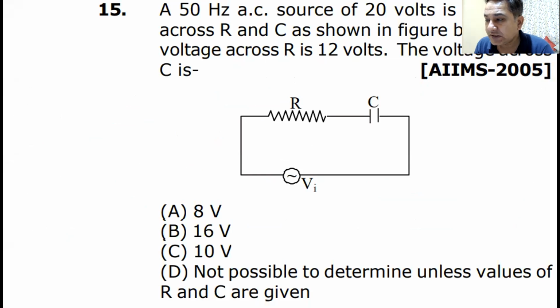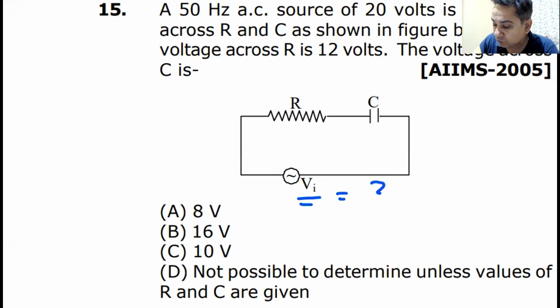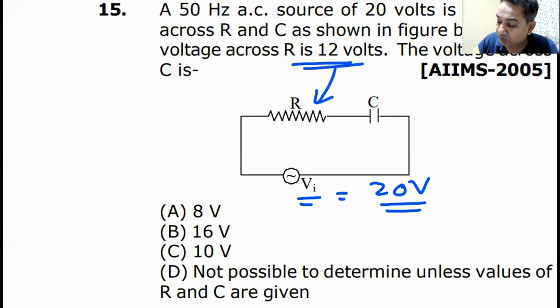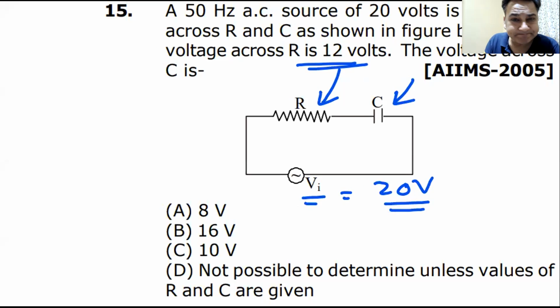A 50 hertz AC source of 20 volts. So the voltage here is 20 volts. It is connected to R and C as shown in the figure. The voltage across R is 12 volts. What is the voltage across C? That is what you have to find out. I'll give you a minute to do it. I'll be very happy if you can do this.